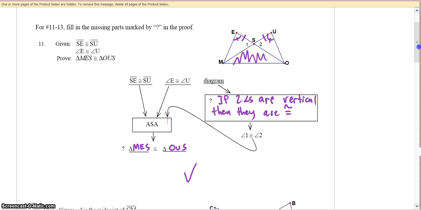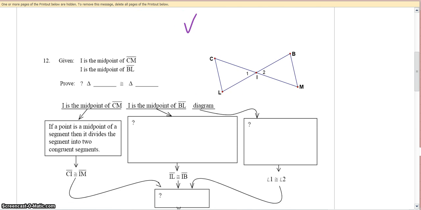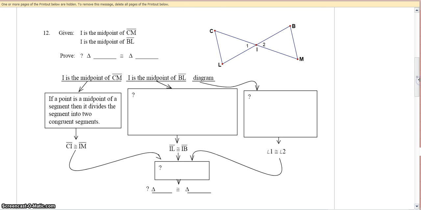Alright, now let's go ahead and look at number 12. First thing given to us is that I is the midpoint of CM, and that I is also the midpoint of BL. And we need to figure out what triangles we are going to prove congruent. Now if I is the midpoint of CM, we know that means CI is going to be congruent to IM, and we'll show that in this proof later, and that IL is going to be congruent to IB. So it looks as though we're probably going to be proving these two triangles congruent to each other. So I'm going to write that triangle CIL is congruent to triangle MIB. That's what we want to prove.